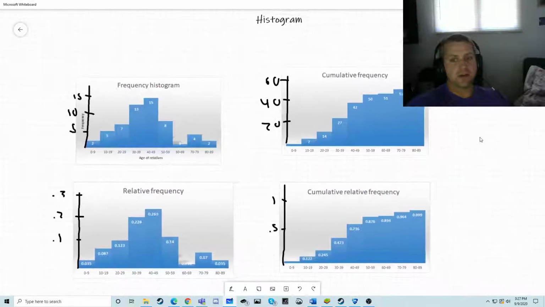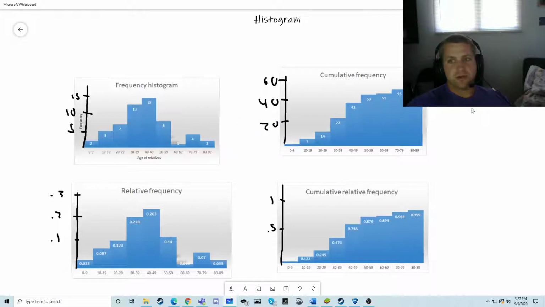Histograms are awesome for a couple things. We'll do the plus minus list right now. So the plus, they are good for lots of numbers. You can have as many numbers as you want in those bins, and it doesn't show it on the graph, but the graph can handle it. Another plus is you can see the shape really easy. Most people use histograms for seeing the shape.